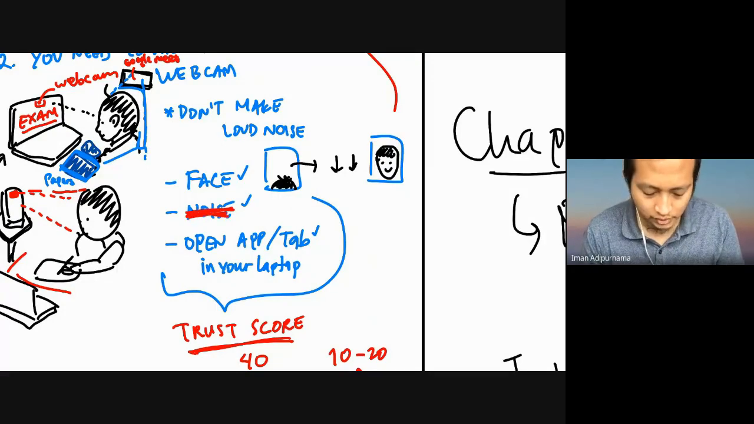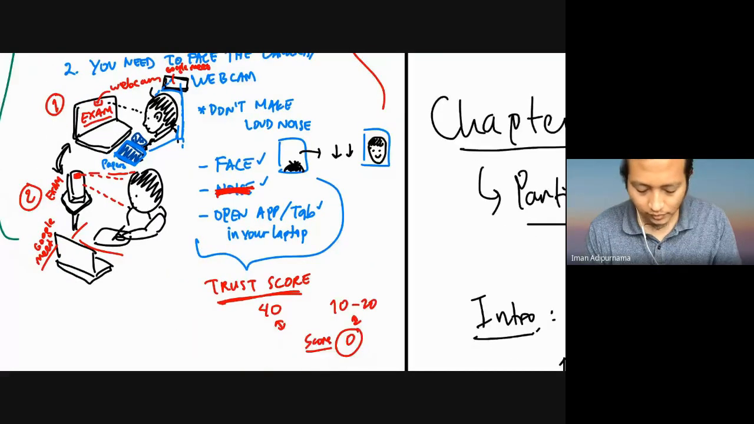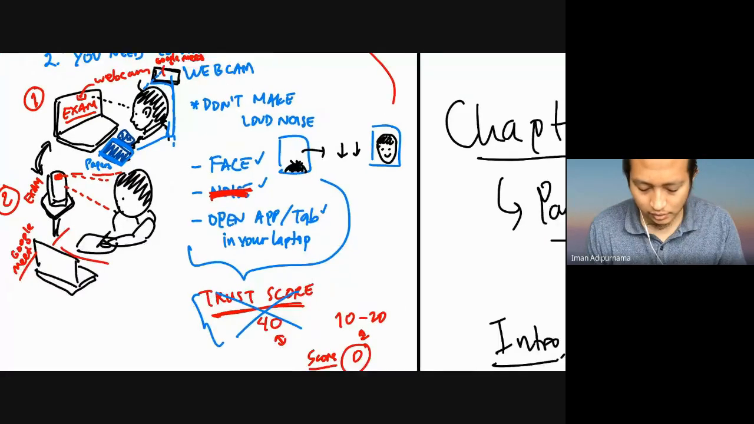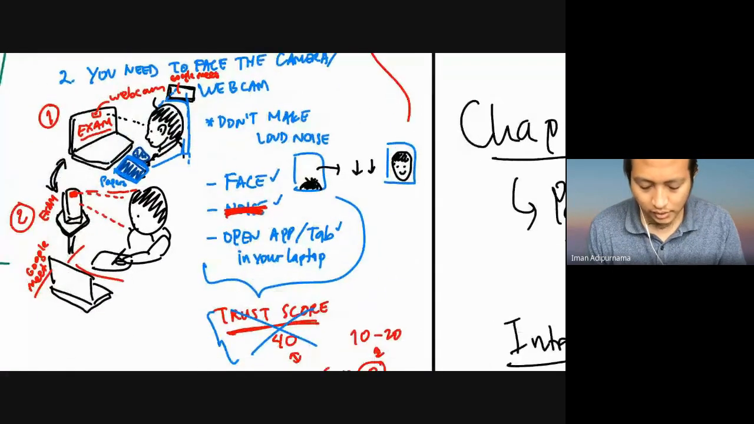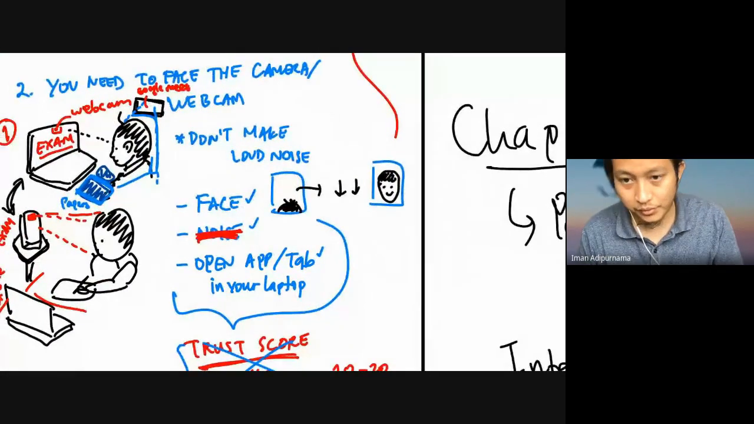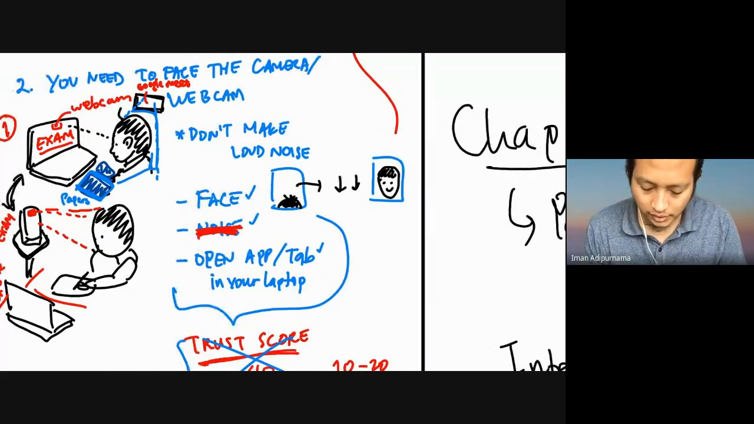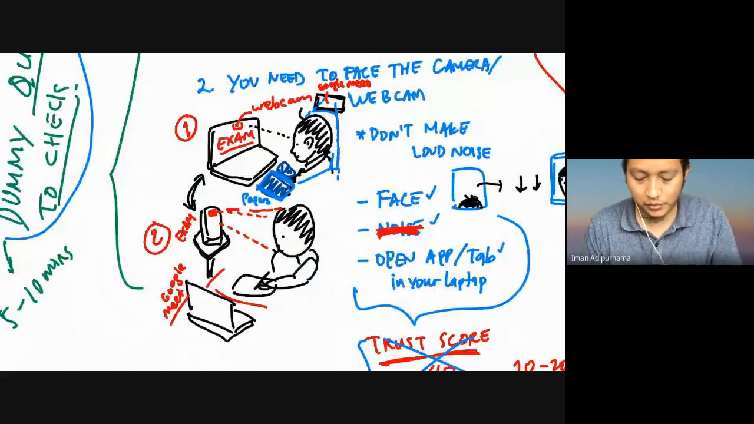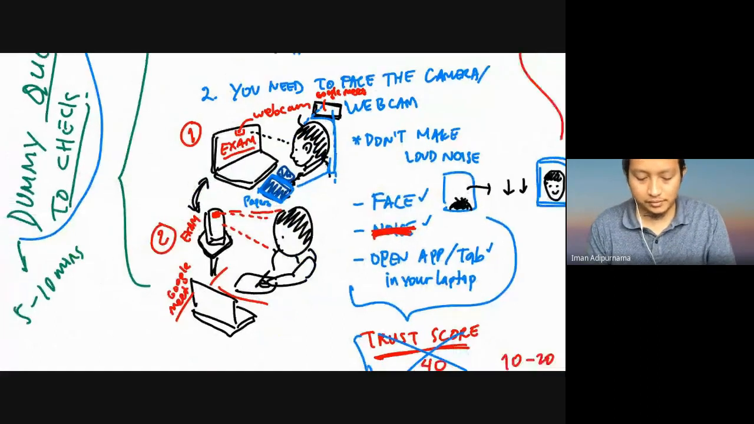So I will adjust the noise. And the trust score is not really important. As long as I can see proof of all of your work, that's okay. So I can see your face here, and also the webcam for the camera.